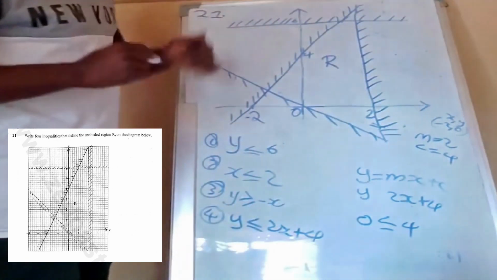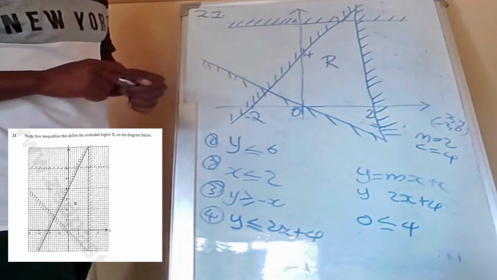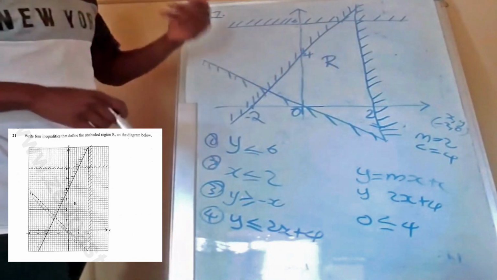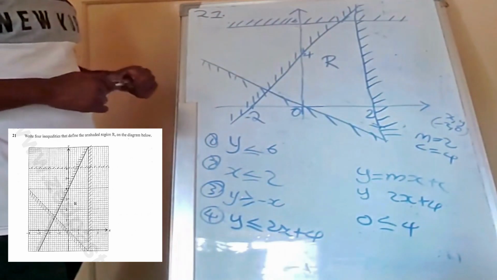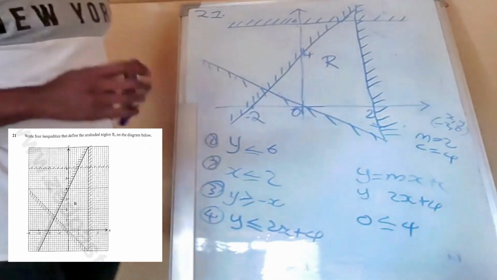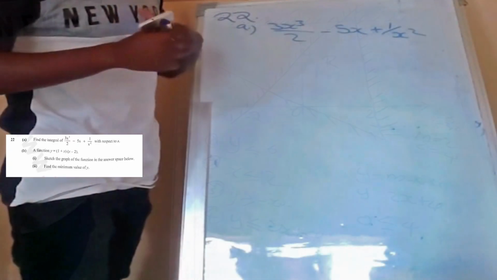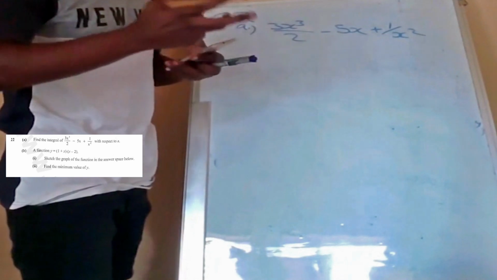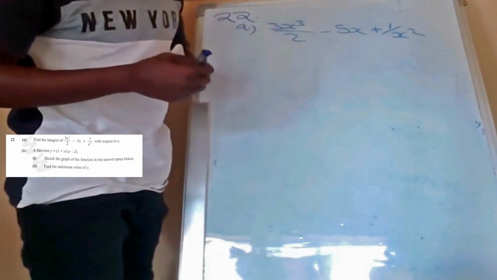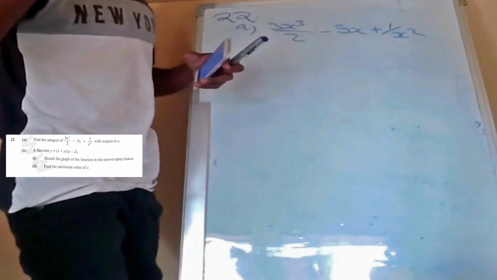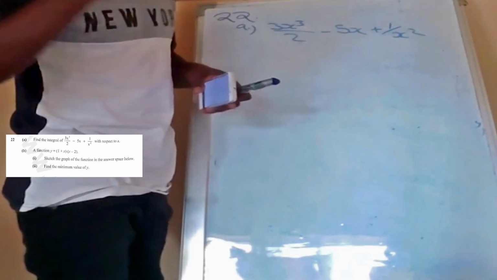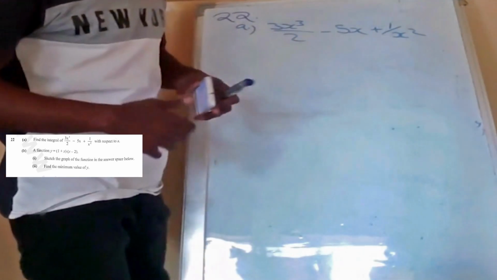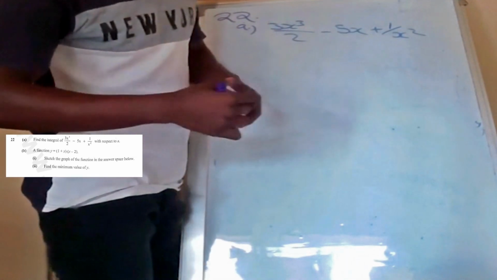And you are done. If you do not understand, then rewind the video and go through question number 21. Move on to the last question. So integrating, this is calculus, is where you have an expression for the gradient and you're asked to take it back to the initial expression that you had.